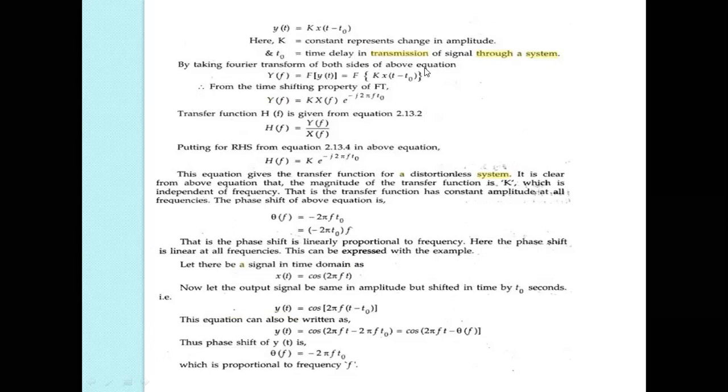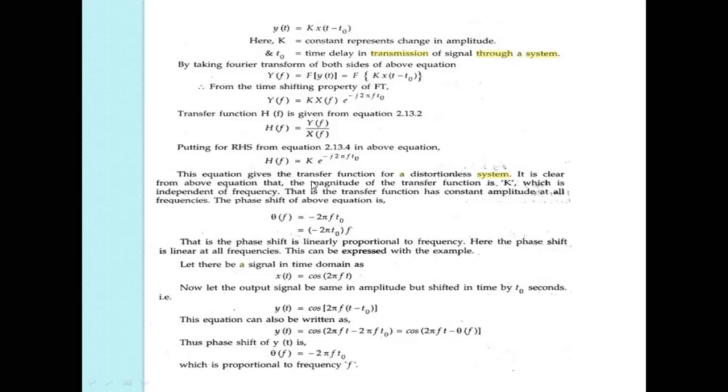Now, taking the Fourier transform on both sides of the above equation, the left side gives Y of f. And for k into x of t minus t naught, according to the time shift property of the Fourier transform, we get k into X of f into e power minus j 2 pi f t naught. It is delayed by t naught. Okay, my dear students, the transfer function H of f is given by H of f is equal to Y of f by X of f. Substituting, H of f is equal to k into e power minus j 2 pi f t naught.